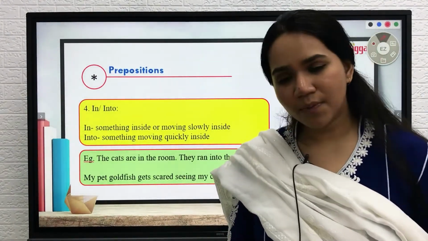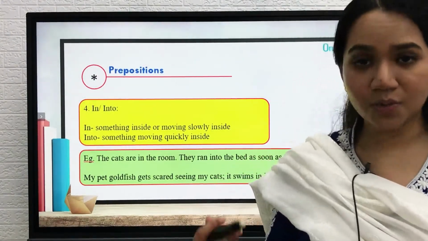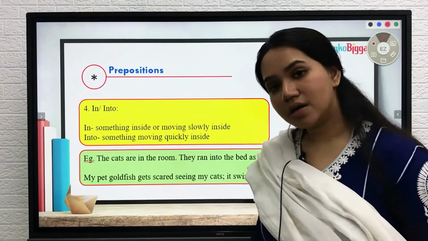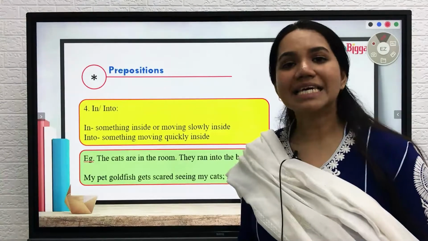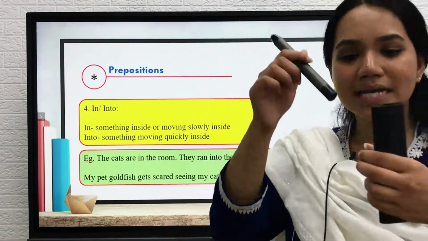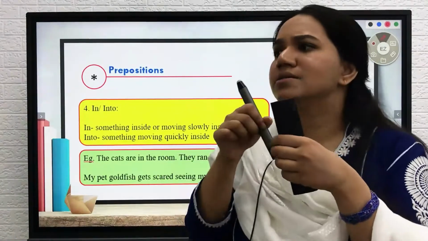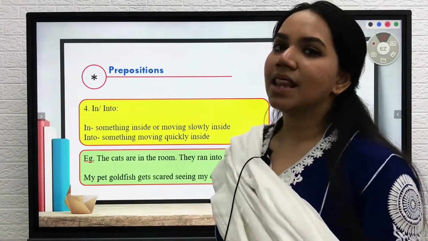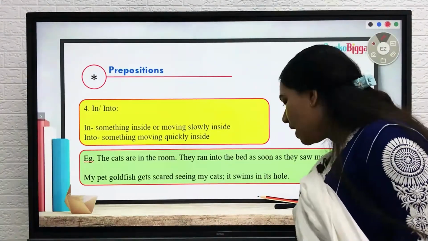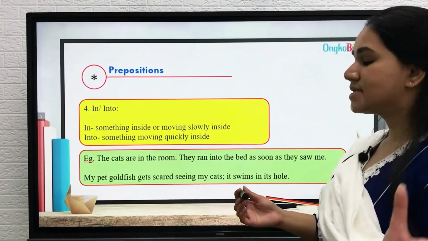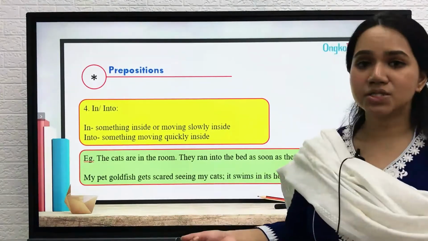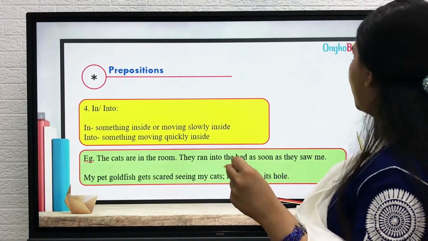We think that both the words mean the same, but the thing is they're not. Why? Because in means something that is already inside or it's slowly moving inside. Let me give you examples. Let's say this is my hand, and let's say I am punching this board.